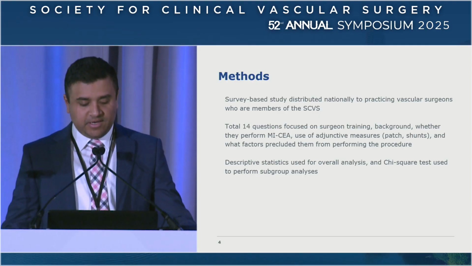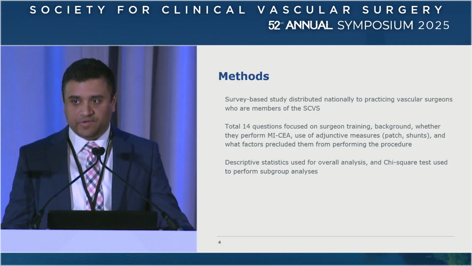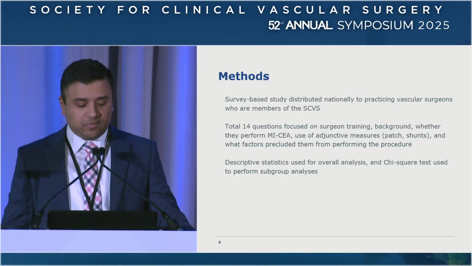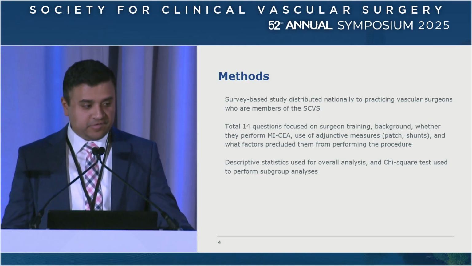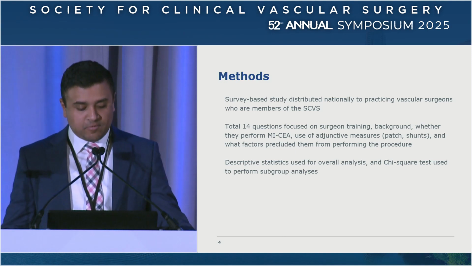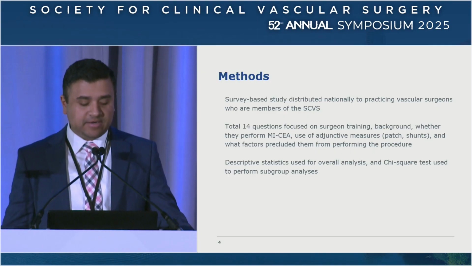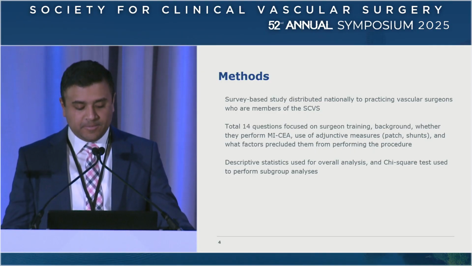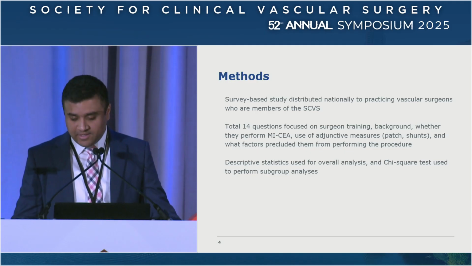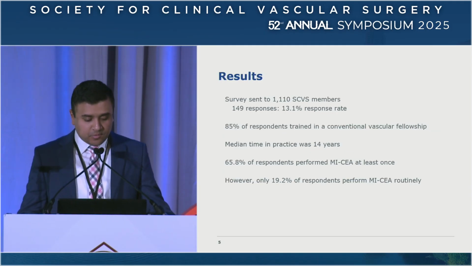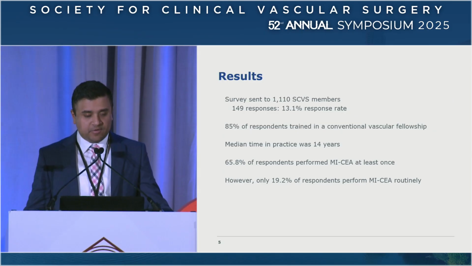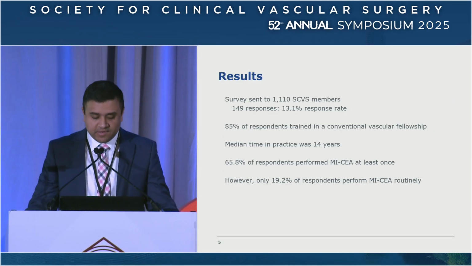This was a survey-based study distributed nationally to practicing vascular surgeons who are SCVS members. There were a total of 14 questions focused on surgeon training, background, whether they perform MICEA, use of adjunctive measures such as patch or shunts, and what factors precluded them from performing the procedure. And the stats were performed as listed. In total, it was sent to about 1,100 SCVS members, of which we got 149 responses.